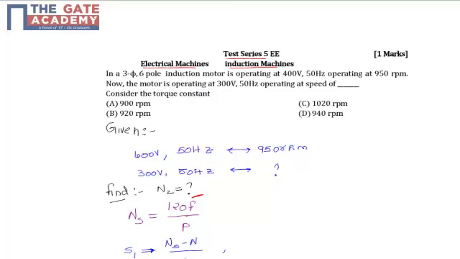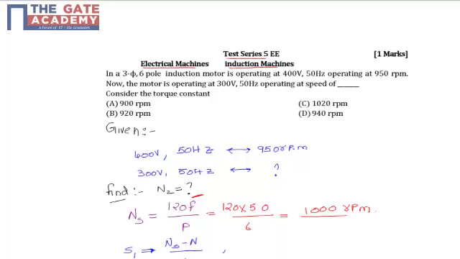120 F by P, where F is the frequency and P is the number of poles. It is nothing but 120 into F, which is given as 50 Hz, by pole 6. After solving this, we will get the value of synchronous speed as 1000 RPM.